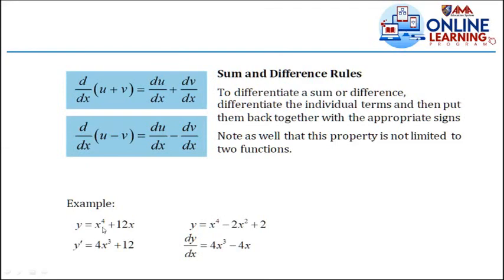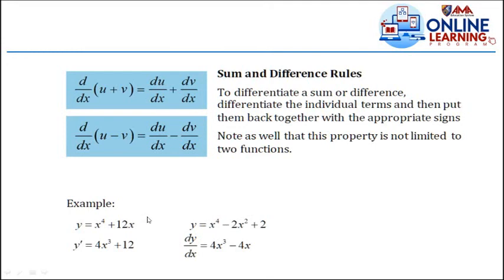Example, okay? y is equal to x to the fourth plus 12x. So y prime, kunin muna natin ito, no? So this is our exponent, bababa po natin, then multiply by your base, then 4 minus 1, we have 3. Plus, okay, 12x, okay? Our exponent here is 1. So 12 times 1 multiplied by x raised to 1 minus 1.